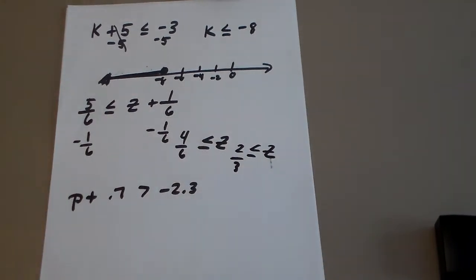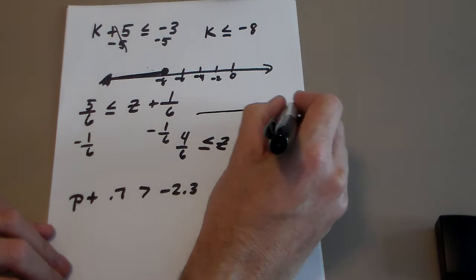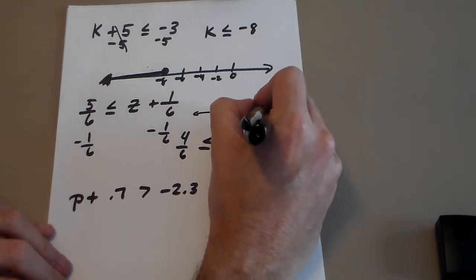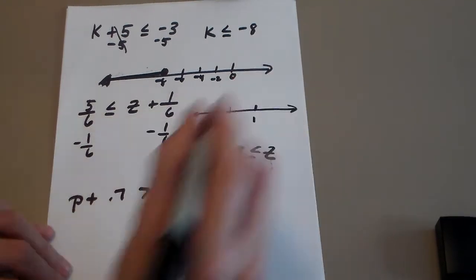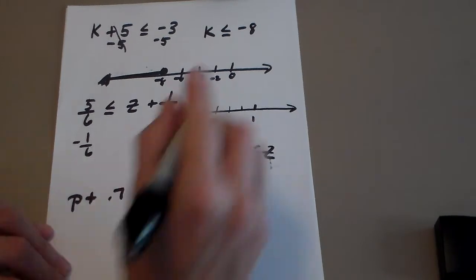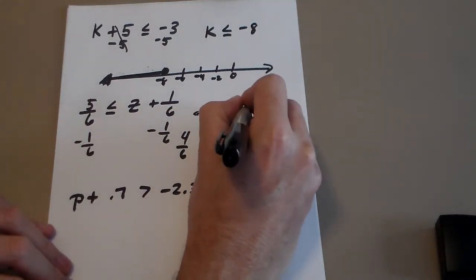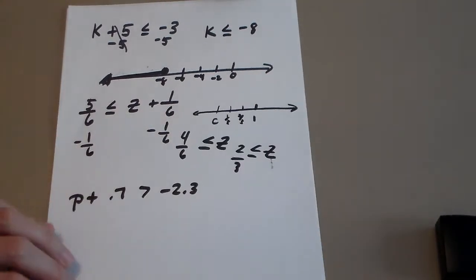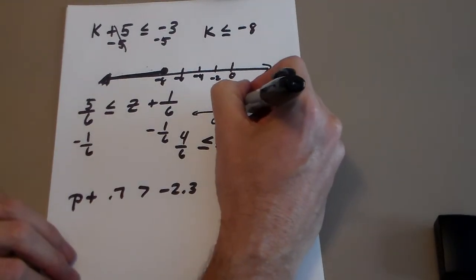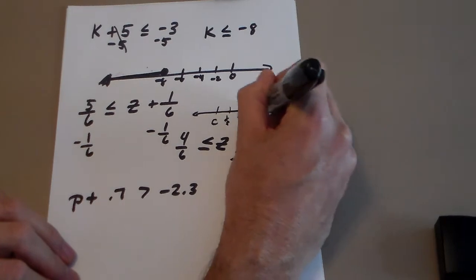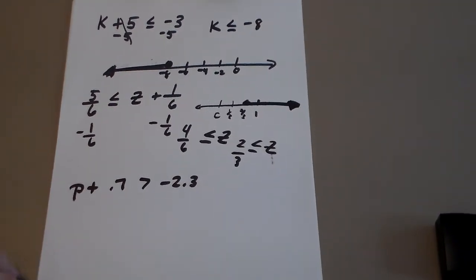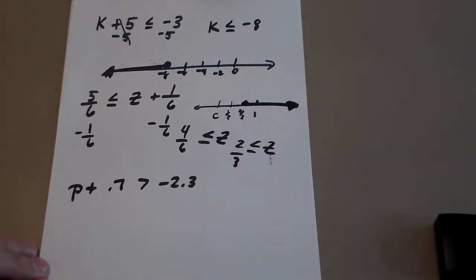Okay, kind of running out of room here. Here's 0, here's 1. So 1/3 would be right about there. This would be 2/3. I can write those in. I can write 1/3, I can write in 2/3. And now I want it to be greater than or equal to 2/3. So I'm going to put a closed circle there, and I'm going to shade in this direction.